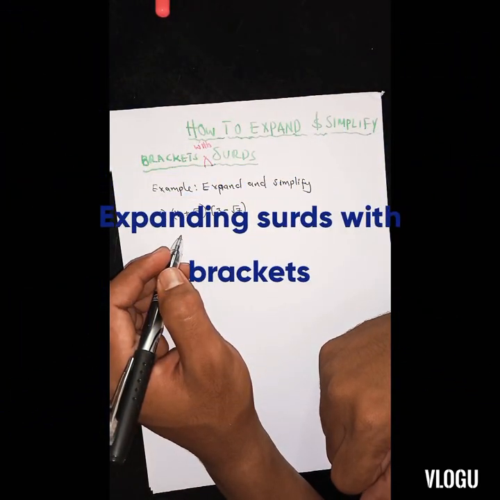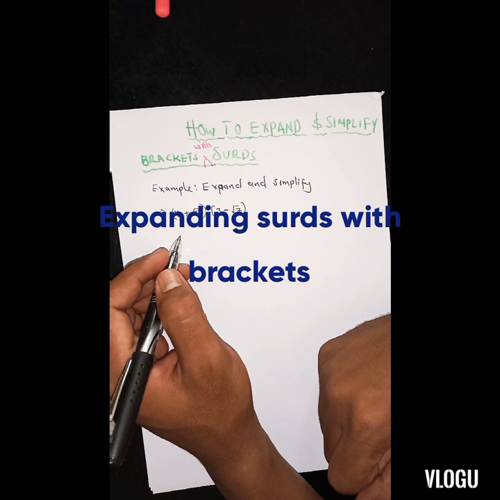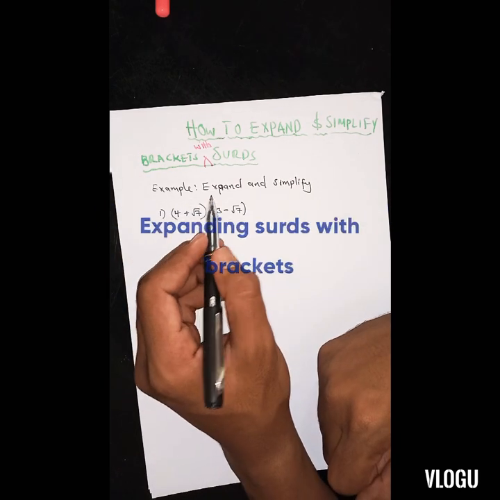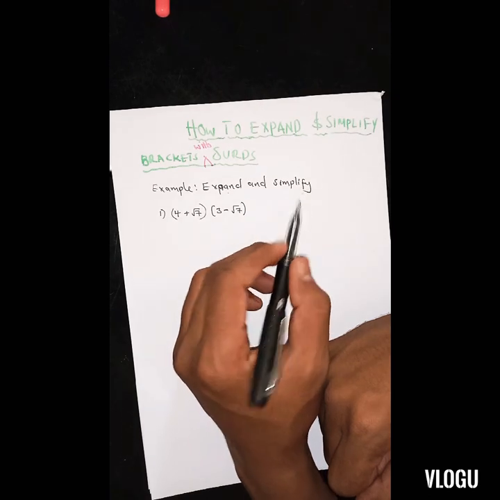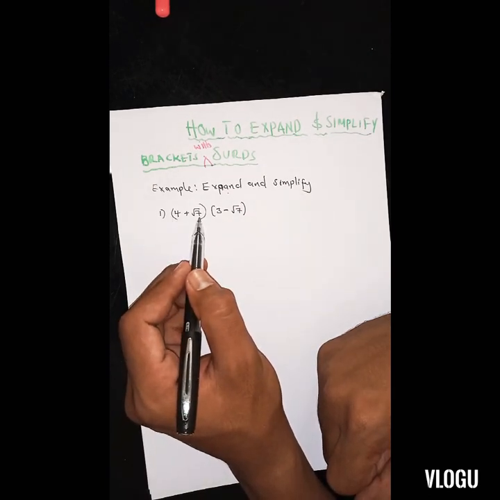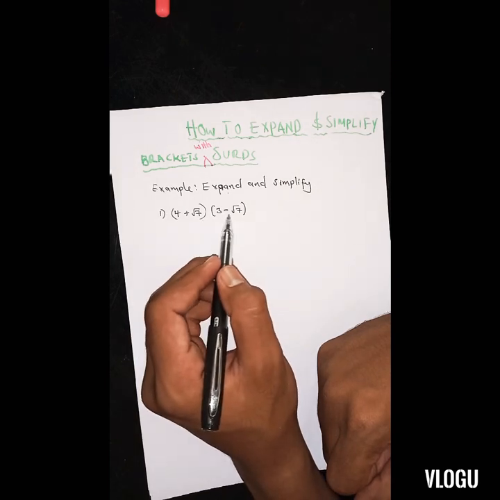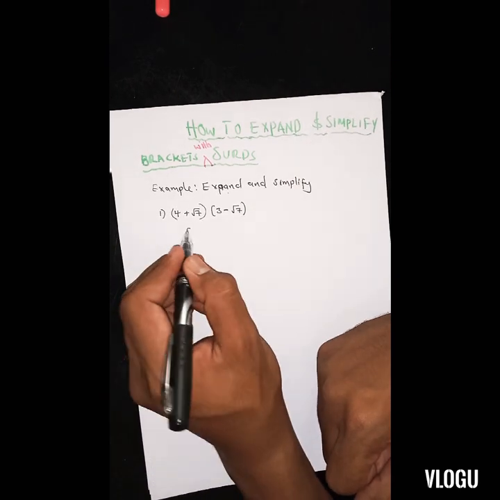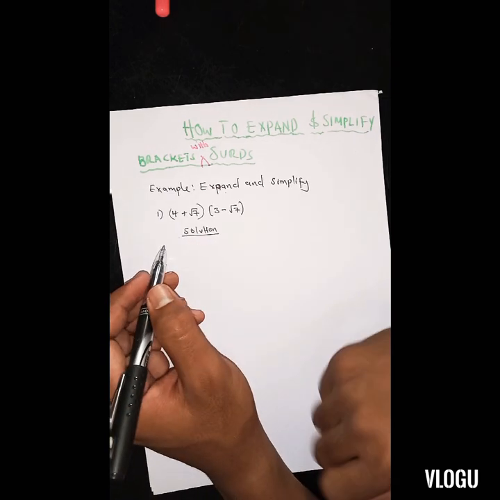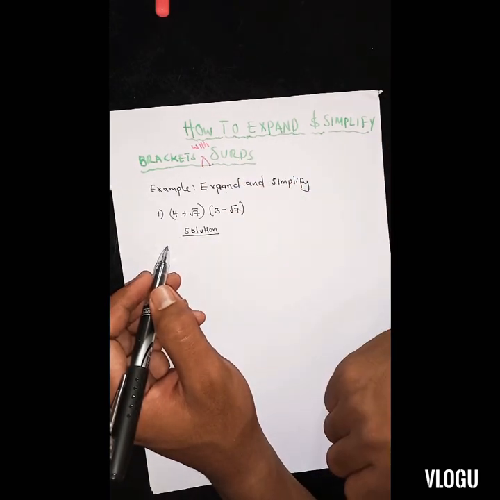Bismillahirrahmanirrahim. Hello guys, in this video we're going to discuss how to expand and simplify surds with brackets. As you can see, the first example says expand and simplify. So we have 4 plus root 7 into bracket 3 minus root 7. So let's find out how to solve such kind of surds with brackets.